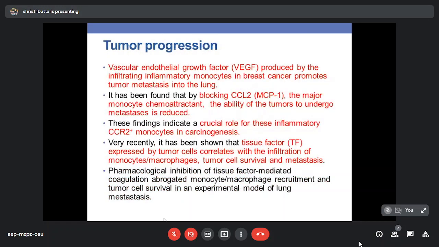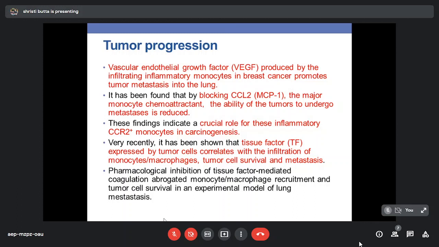What about tumor progression? We have the VEGF, the angiogenic factor, produced by infiltrating inflammatory monocytes. They have been studied in breast cancer, and that has been associated with tumor metastasis to lungs. VEGF has been associated with a lot of other tumors, even in renal cell carcinomas, meningiomas, gastric tumors, everywhere. It has been found that blocking the CCL2 or the MCP1, the major monocyte chemoattractant, the ability of the tumors to undergo metastasis is reduced. These findings indicate a crucial role of these inflammatory CCR2 positive monocytes. Remember the inflammatory subset of monocytes in carcinogenesis. So these monocytes are not only involved in infections, injuries, atherosclerosis, but also in carcinogenesis.